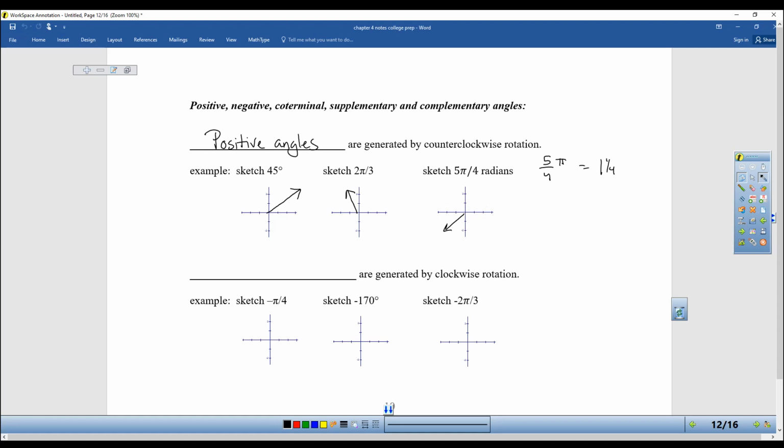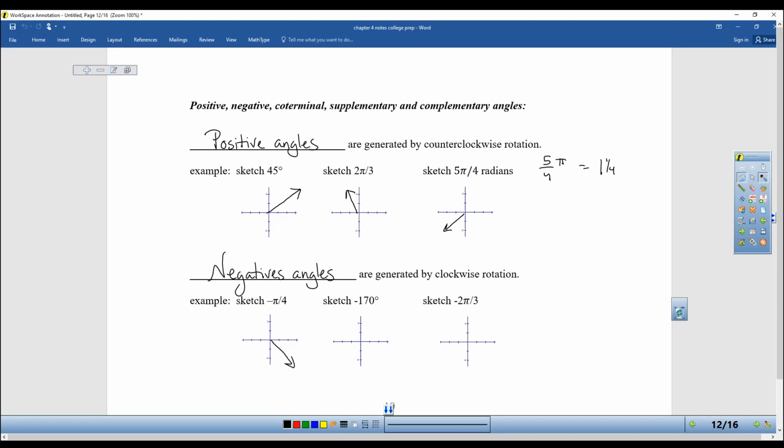Negative angles just mean that they go the other direction. So when you see negative pi fourths, it means you're going to start here and you're going to go this way. Even though on the unit circle that we drew, pi fourths is right here, that's just a distance that it is from the axis. So now that you're going to go in the other direction, negative pi fourths is going to look like this.